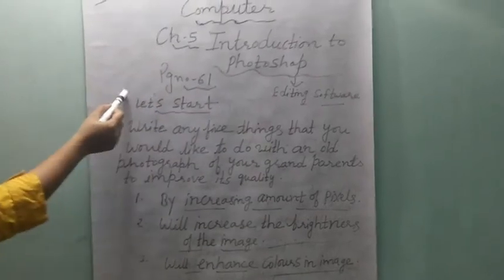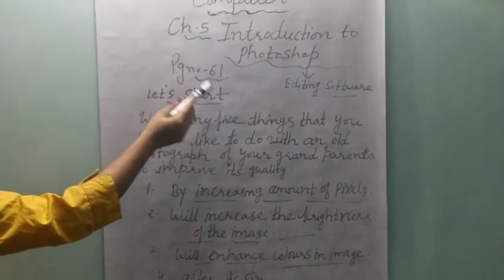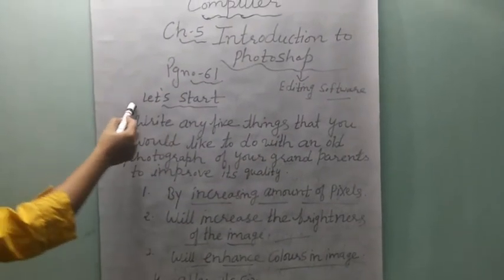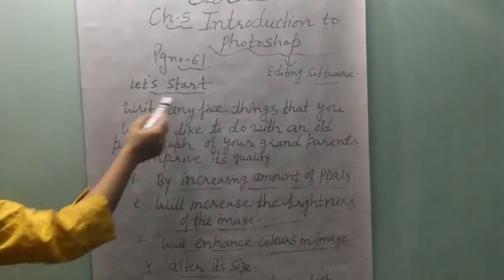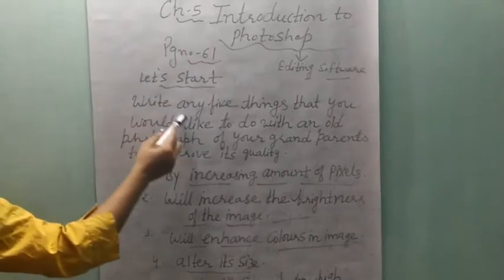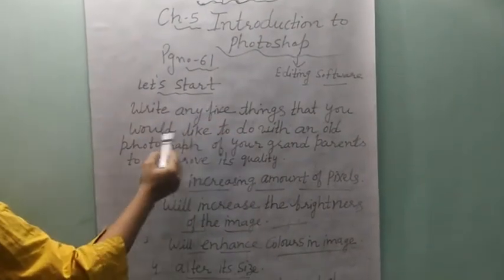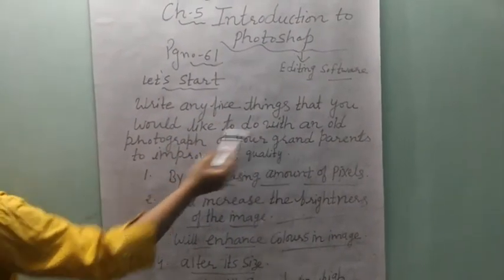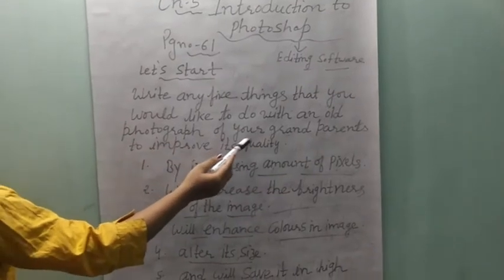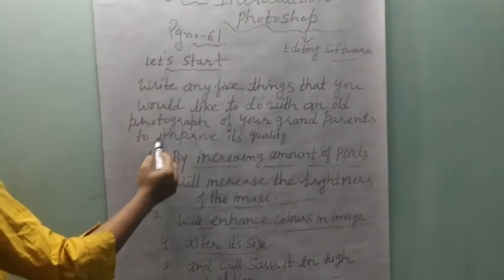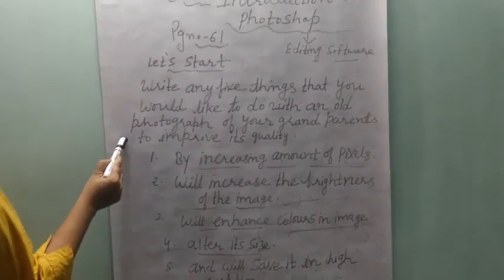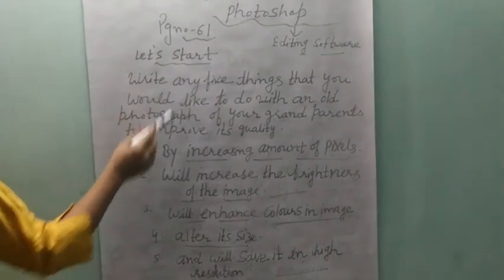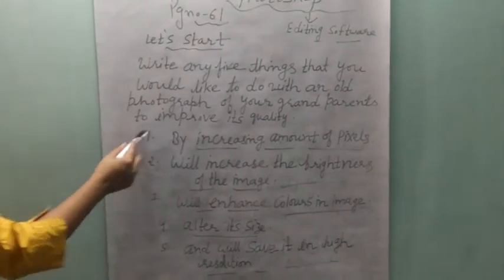Now open your page number 61 in your book. Come to page number 61 and open it. Let's start. Fill in your book first. The question is: write any 5 things that you would like to do with an old photograph of your grandparents to improve its quality. Students, this is your question and accordingly we are writing the answer.